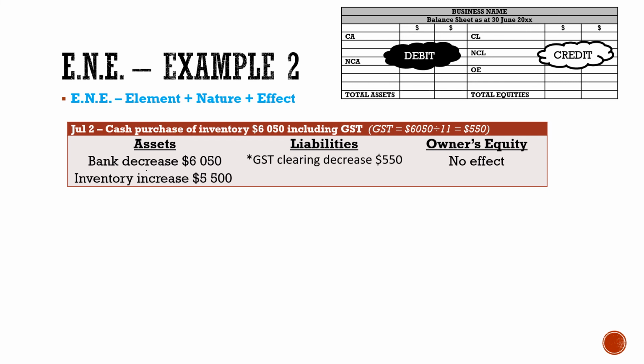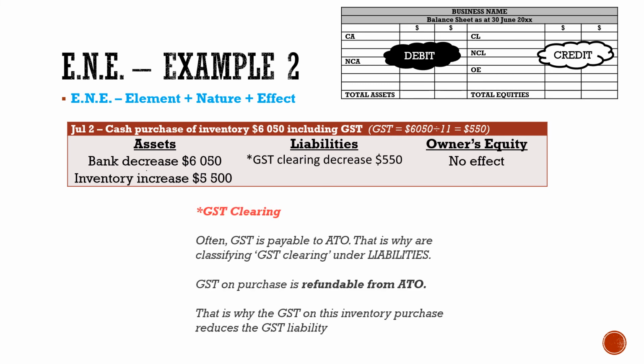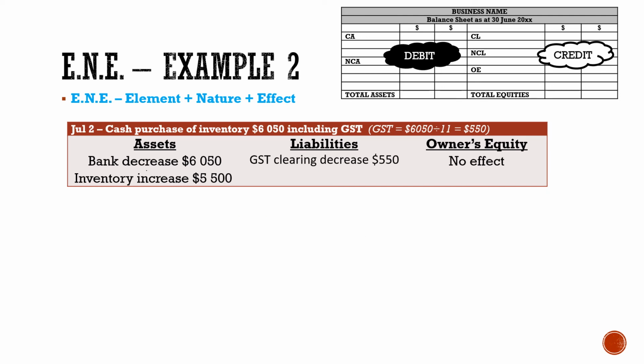Under liabilities, we recognize that the GST clearing, which is typically a payable to the ATO, has decreased by $550. Here's an additional note about the GST clearing. Often, GST is payable to the ATO. That is why we are classifying GST clearing under liabilities by default. As a GST on purchase is refundable from the ATO, that is why the GST on this inventory purchase reduces the GST liability. Now let us have a look at the E.N.E analysis of this transaction here.